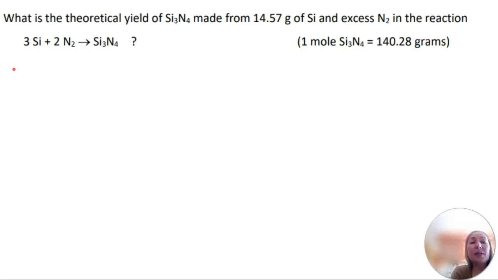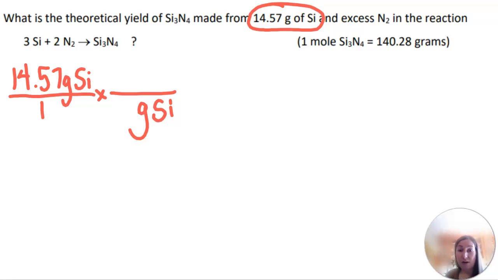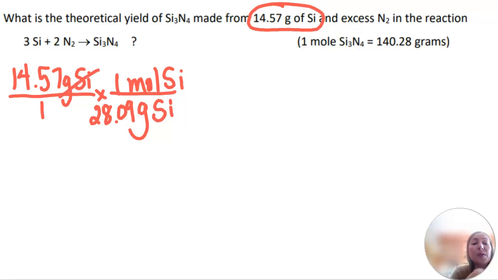Okay, so we're going to write down our known, 14.57 grams of silicon, and put it over 1. And then we're going to bring down our unit, grams Si. And for that, we just have to grab out our periodic table. So take a look at yours. 28.09 grams of silicon should be on our table, in every 1 mole of Si. Okay, so those grams cancel. We are going to bring down moles because we've done molar mass.